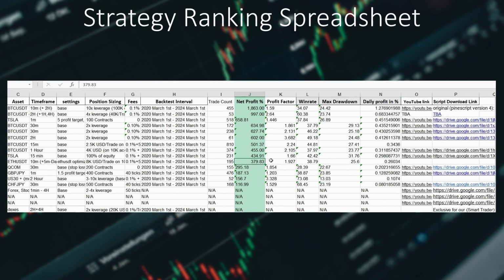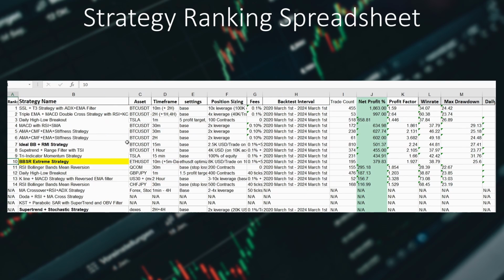If I divide that by the last 4 years, it comes out to a 0.26% gain on average each day. This puts this strategy in 10th place. It's not bad, but we have better strategies.